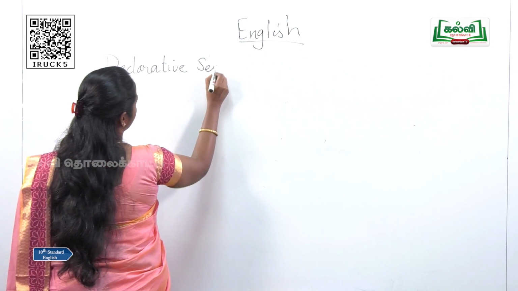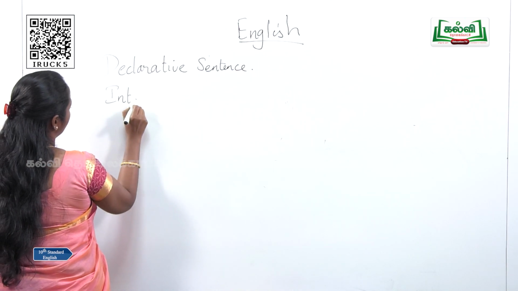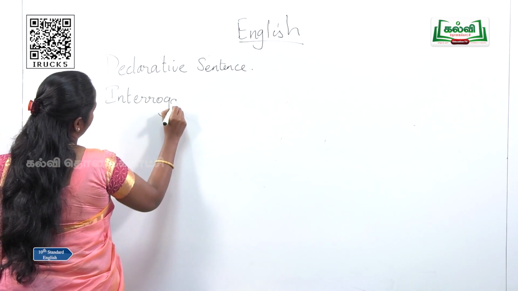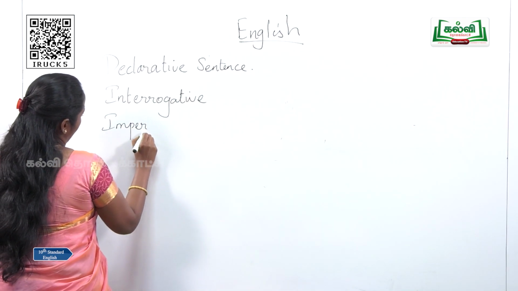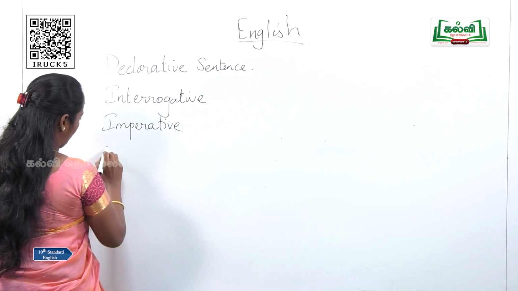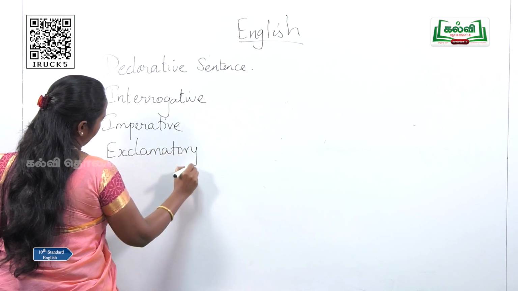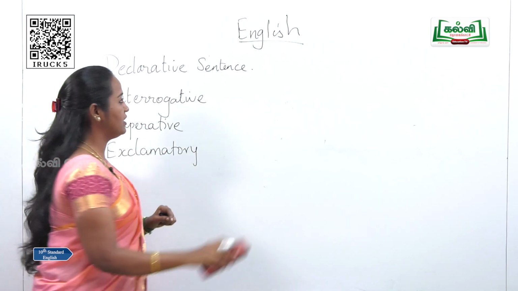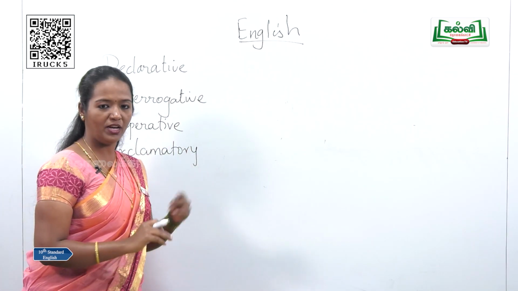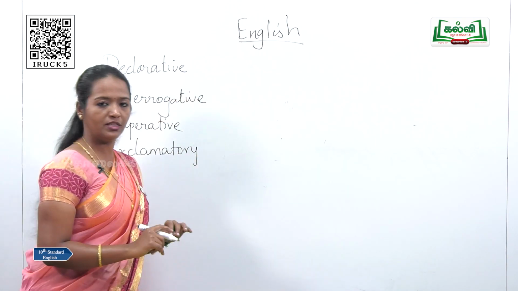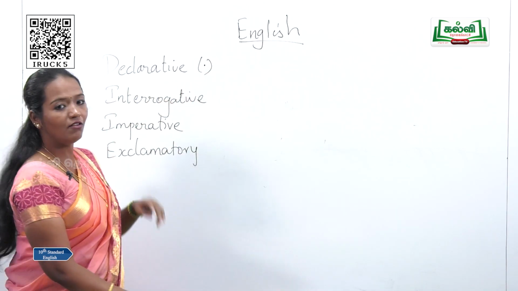Okay, the first one is declarative sentence. And the second one is interrogative, and the third one is imperative, and the fourth one is exclamatory. Good children. Now what is a declarative sentence? These are statements. Here we state facts, opinion. Okay. So this ends with a full stop.